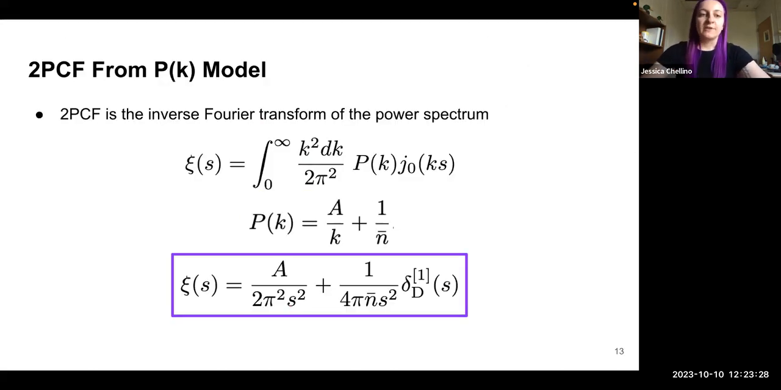Now, the 2PCF is the inverse Fourier transform of the power spectrum that's shown in the first line. If we take our power spectrum model, insert it into the first line, we can just evaluate the 2PCF analytically. And we end up getting this boxed equation. So we get a correlation function proportional to 1 over the separation between the two tetrahedra squared.